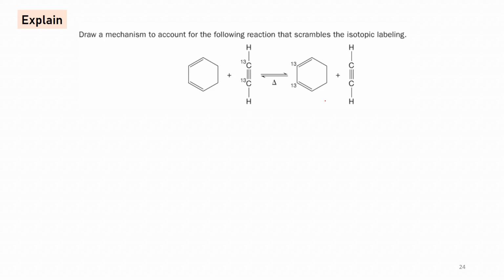by this isotope carbon. So how is this possible? We have to determine the mechanism. How is this labeling of this isotope from substrate to product possible? I'll give you 10 seconds to try, then I will solve it for you.